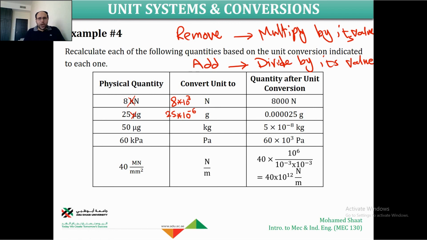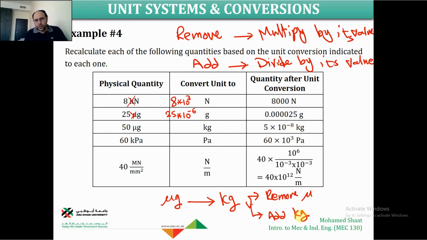So here, to convert from micrograms to kilograms, we have to do two things. First, we have to remove the micro, then we are going to add the kilo, not the kilogram, just the kilo, the prefix. The value of the micro is 10 to the power negative 6. The value of the kilo, as we found from the table, is 10 to the power 3. So this means that this 50 should be multiplied.